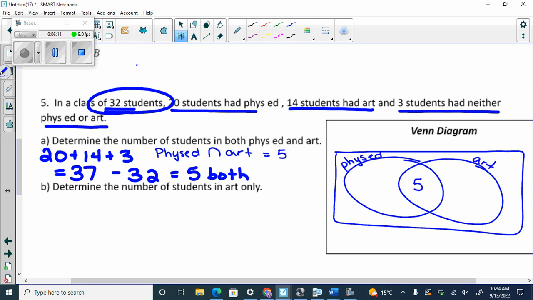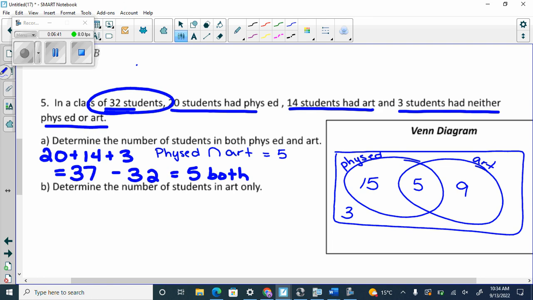Now they want the number of students in art only. We can fill in the rest of the Venn diagram. We have all the information. 3 took neither, so they're going to sit out here. Phys ed has 20. It already has how many? 5. So how many are in phys ed only? 15. Art has 14. It already has 5. So how many are in just art? 9. Now if I add this up, I should get 32, or I screwed up. 15 and 5 is 20, plus 9 is 29, plus 3 is 32. I feel okay about this.